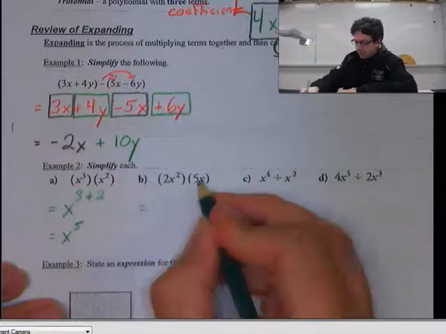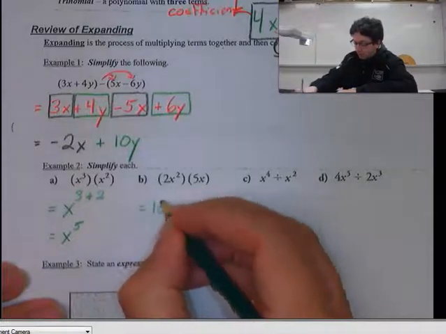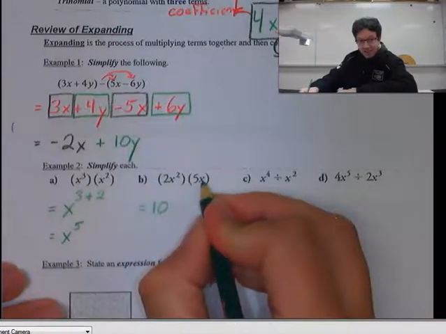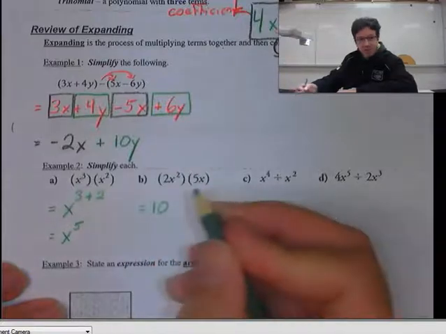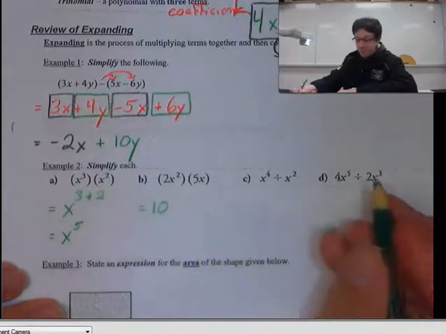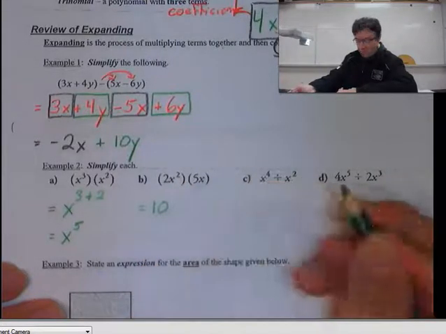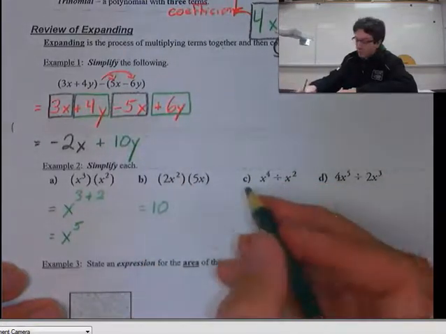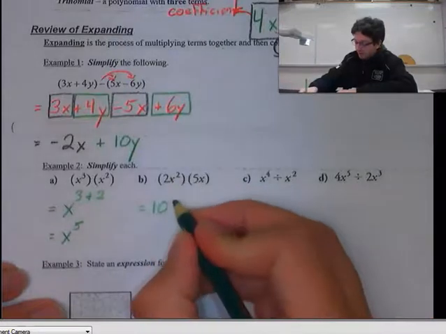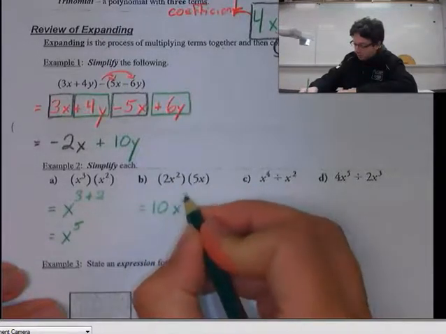In this case, you have different coefficients, but you can multiply those separately. So just 2 times 5 is 10. And then you have the variable x, which are being multiplied. Since you're multiplying the same base, you add the exponents. This is a 2, and it doesn't say it has an exponent, but that just means it's 1. So 2 plus 1 is x cubed.